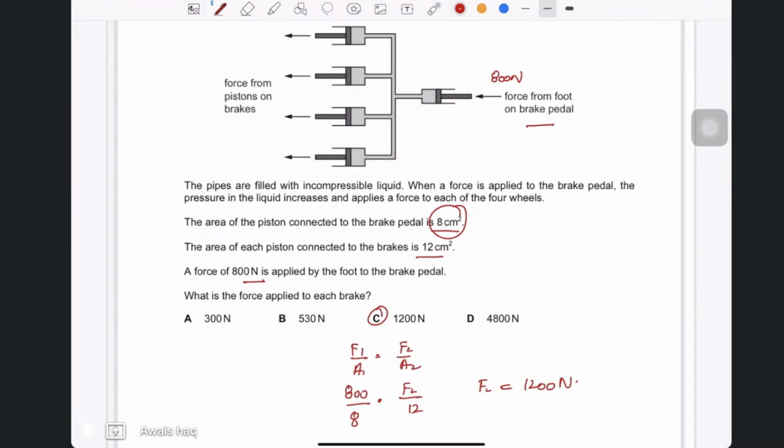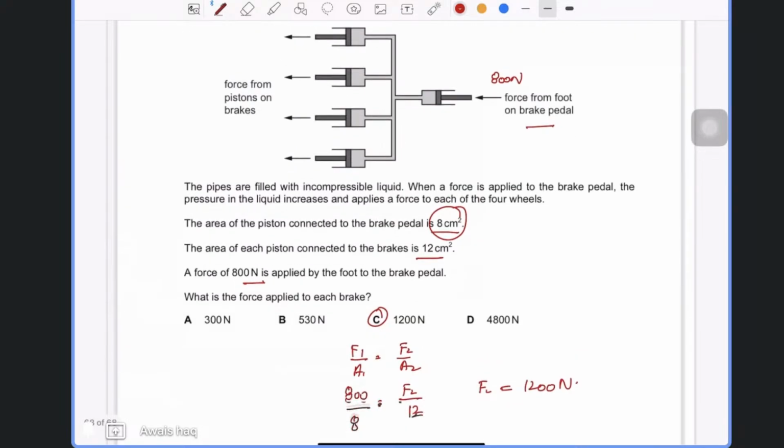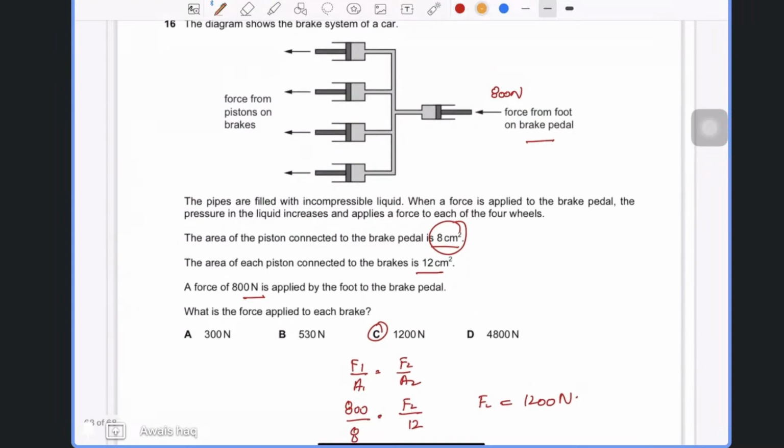Won't we divide? Why don't we divide it by 4? Yes, interesting. Why don't we divide it by 4? Because when the pressure is generated in this whole system, the same pressure is for this one, the same pressure is for this one, the same pressure is for this one. Pressure is not being divided. It is the same for every piston. Do you understand what I'm saying? Which means every piston with a similar area would feel the same force. Understood?